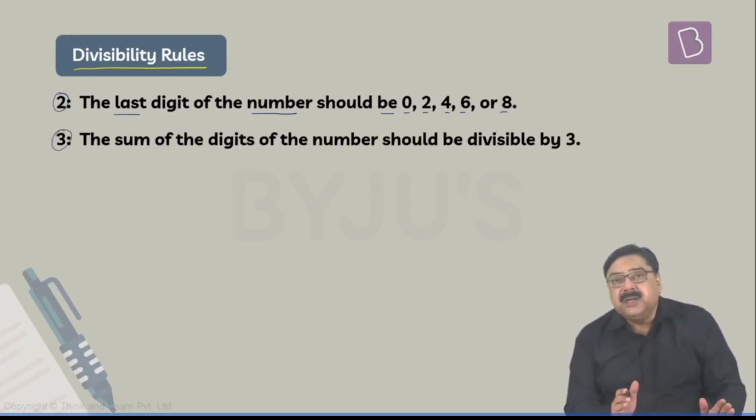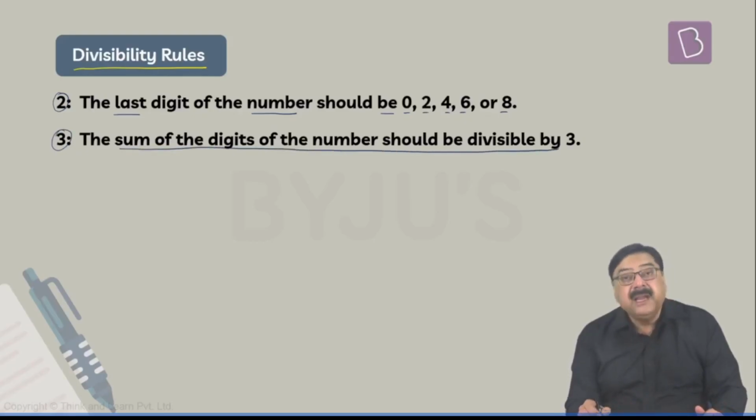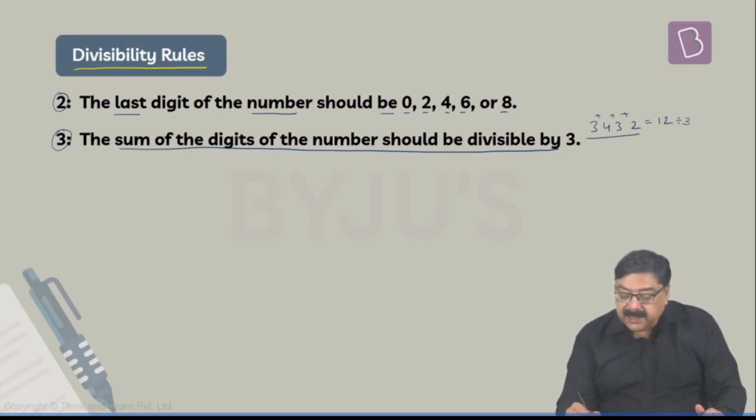3. A number is said to be divisible by 3 if the sum of the digits of the number is divisible by 3. So, if you have a number 3, 4, 3, 2. So, 3 plus 4 is 7, plus 3 is 10, plus 2 is 12. So, the sum of the digits works out to be 12. Now, as 12 is divisible by 3, hence this complete number will be divisible by 3. You don't have to literally divide and find out.